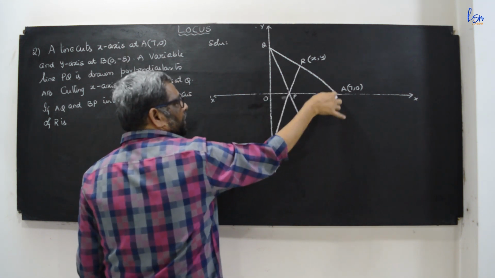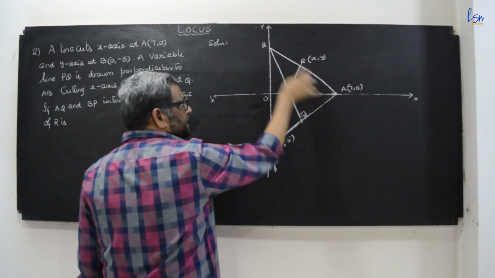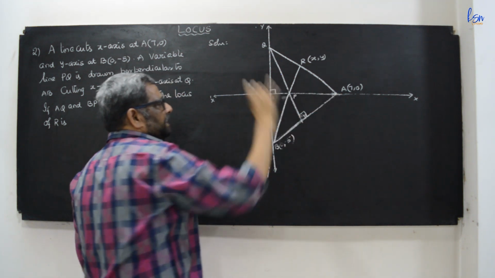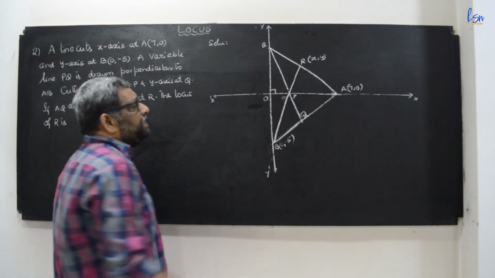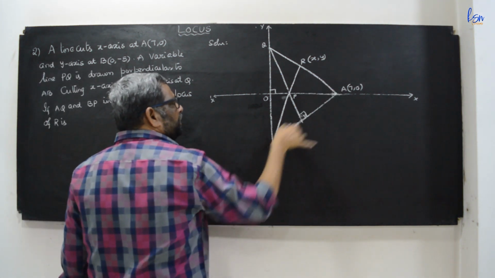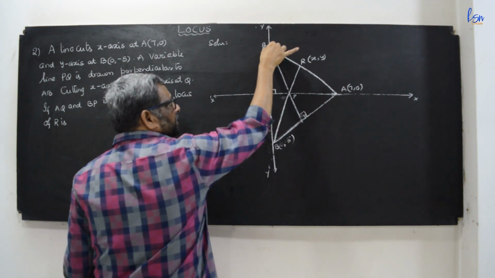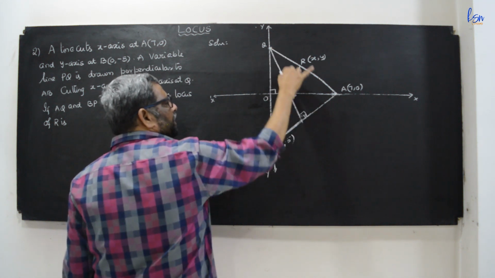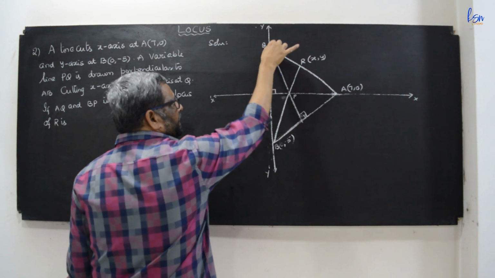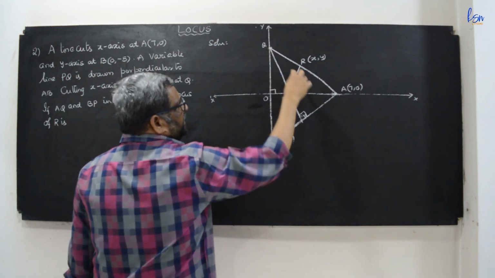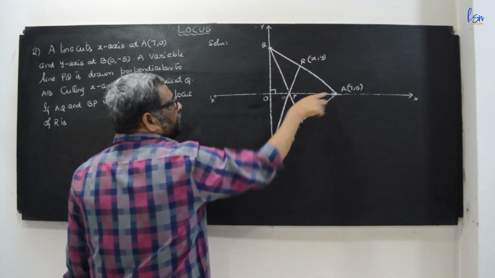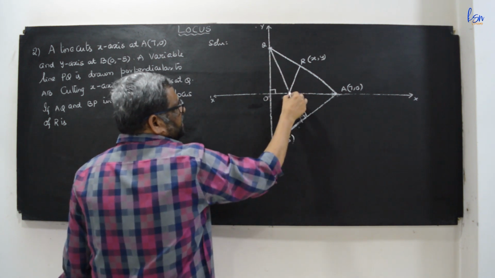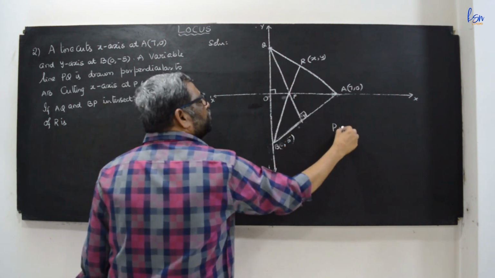A is one vertex. So the line passing through this vertex is perpendicular to its opposite side, because these two are x and y-axis. So AO is the altitude. Now it is given that this line is perpendicular to AB and meeting the y-axis at the third vertex Q. That is, it is the altitude to Q. These two altitudes, that is AO and PQ, are meeting at P. So P is the orthocenter.